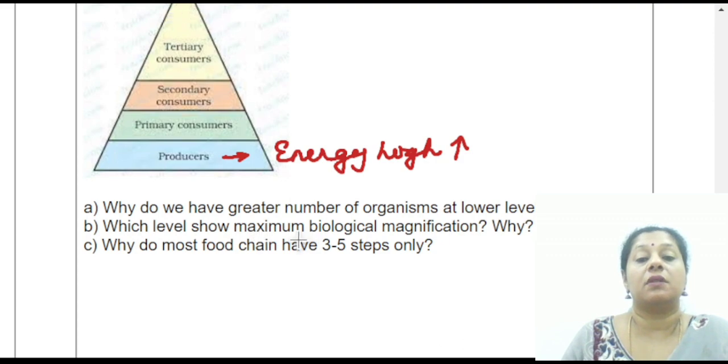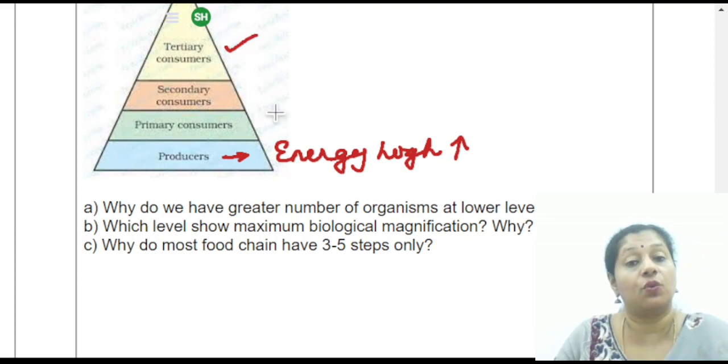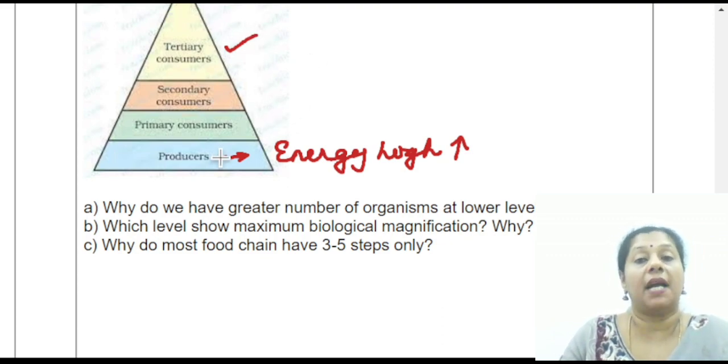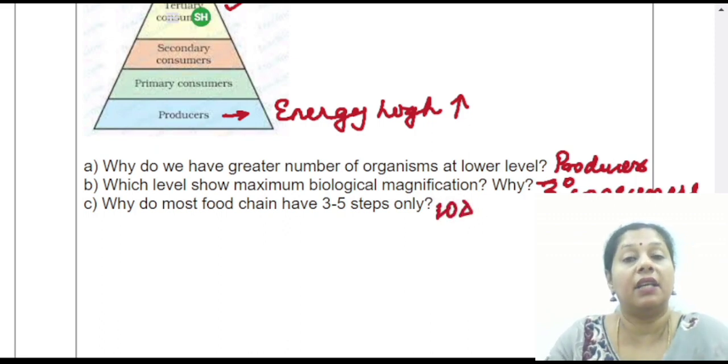Which level shows maximum biological magnification? Always the last or the highest trophic level will show maximum biological magnification because concentration is increasing. So here tertiary consumers in this case. Most food chains have 3 to 5 steps only. Because of 10% low, the energy available to the higher trophic level is only 10% from one trophic level. The number of steps in a food chain are limited.